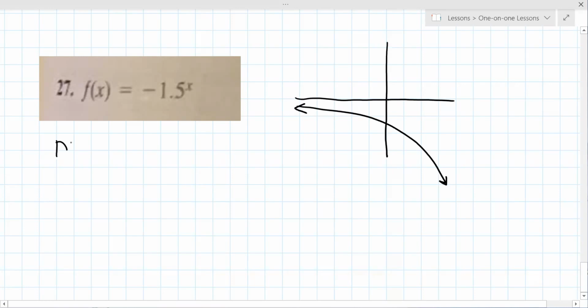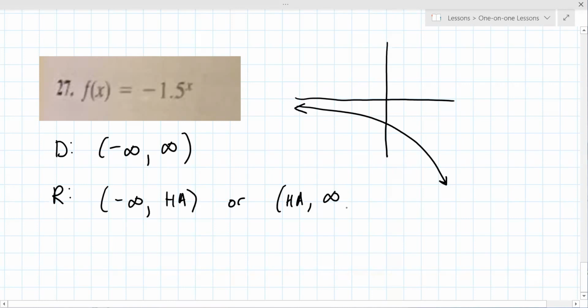So the domain of these things is always minus infinity to infinity, always. The range depends whether it's one thing or another. It's either minus infinity to the horizontal asymptote, or it's the horizontal asymptote to infinity. That doesn't actually work because it depends on your viewpoint of it. So the one over here has the range that is minus infinity to 0.